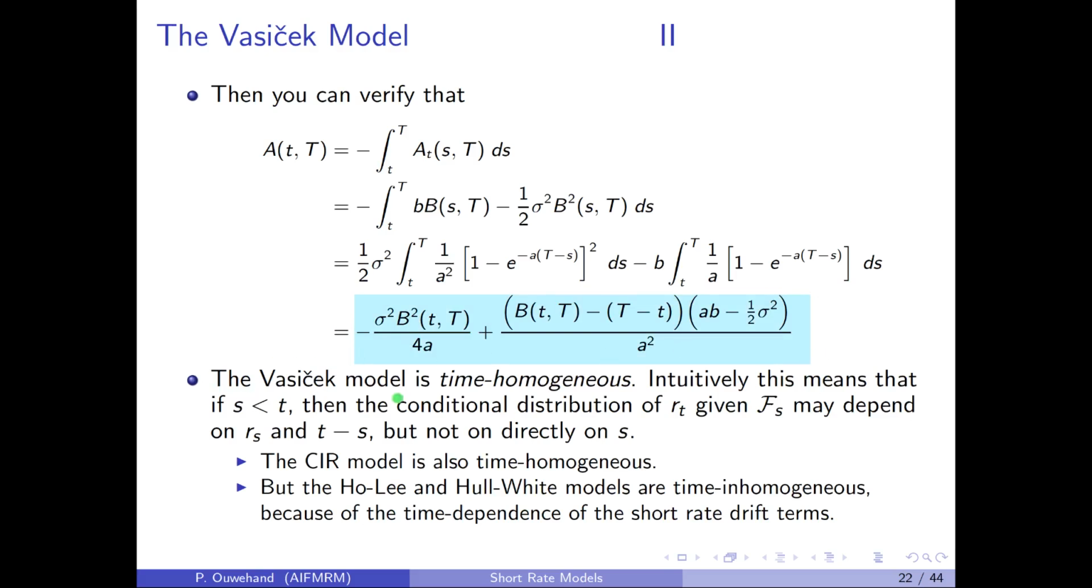Now the Vasicek model is time homogeneous. Intuitively, this means that if s is less than t, then the conditional distribution of r_t given F_s may depend on r_s and on t minus s, but not directly on s. The Cox-Ingersoll-Ross model that we will tackle next is also time homogeneous, but the Ho-Lee and Hull-White models are time inhomogeneous because of the time dependence of the short rate drift terms.